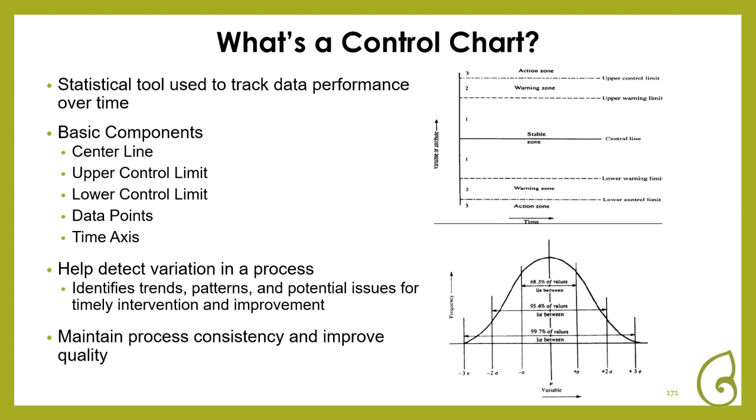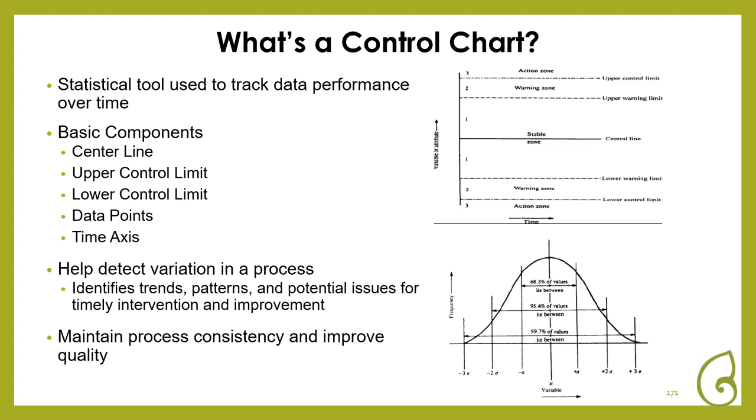So the warning limits are typically 2 standard deviations from the mean, and the action limits are typically 3 standard deviations from the mean. We have the data points that are collected over time and plotted, and then there's a time axis, right? So our sequence of sampling or measurement events. And control charts are used in nearly every industry, things like manufacturing, finance, service, and obviously environmental testing, because we want to ensure lab consistency.